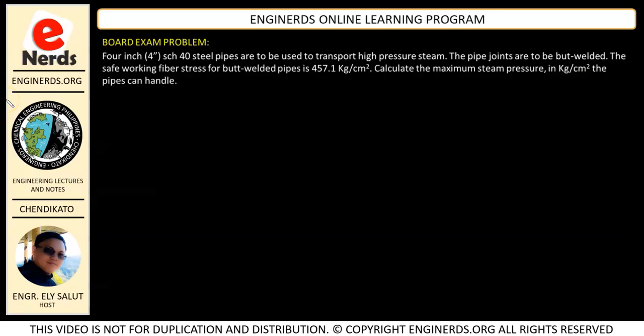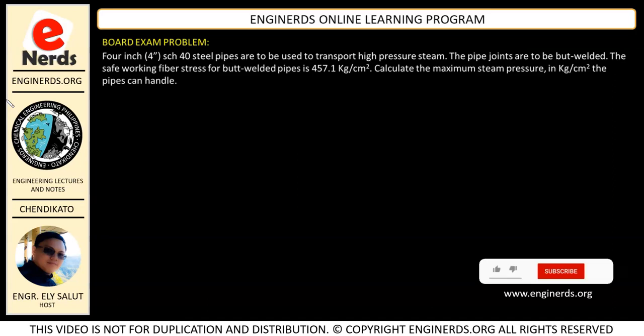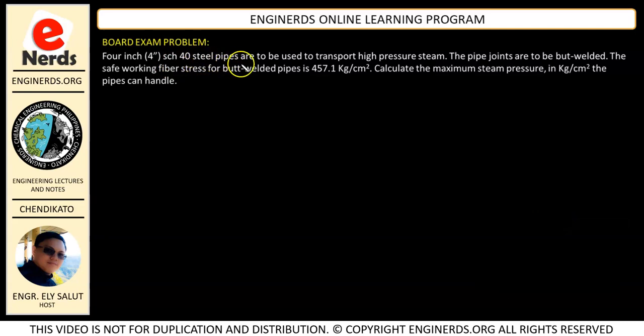Hi guys! Isa sa mga problem na madalas talagang lumalabas sa board exam in transport processes in chemical engineering is yung problem na ito. So let me read the problem first para alam natin kung paano natin i-approach yung ating solution. So we have a 4-inch Schedule 40 steel pipes are to be used to transport high pressure steam.